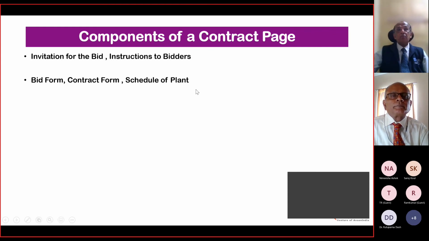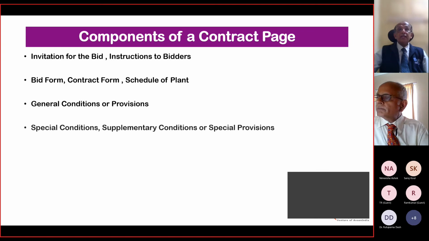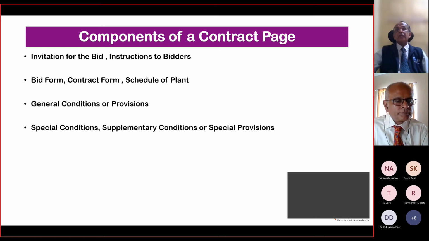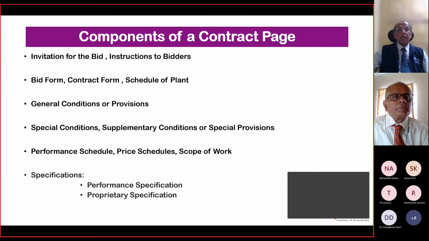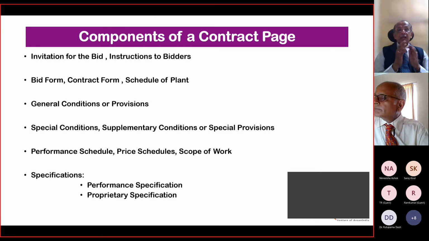Contract form, schedule of plant, general conditions or provisions of the contract, special conditions, supplementary conditions, or special provisions. Now, performance schedule, price schedule, scope of work. Then comes specifications. In the specifications comes performance specifications as per the scope of work, which we talked about yesterday.